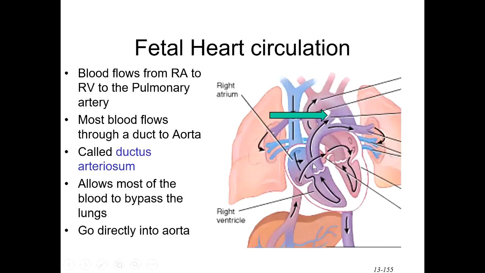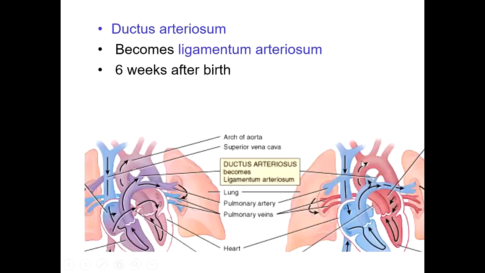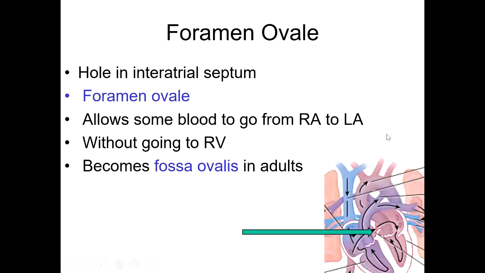So in the fetal heart, blood is flowing from the right atria to the right ventricle to the pulmonary artery. Most blood flows through the duct to the aorta itself, called the ductus arteriosum. Again, I said that's going to close up in an adult, but that blood goes directly to the aorta. About 6 weeks after birth, this is going to close and fuse and become the ligamentum arteriosum. Again, you don't need that bypass.